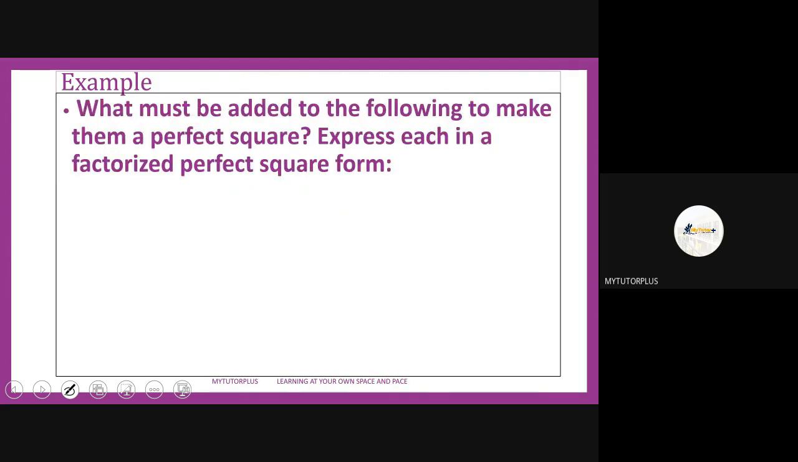What must be added to the following to make them a perfect square again? We have this question. So what am I going to do in this case? I have x squared minus 2x. So the coefficient of x in this place equals minus 2. So I'm going to have minus 2 divided by 2 all into bracket square. Minus 2 divided by 2 gives me what? Minus 1 all square.